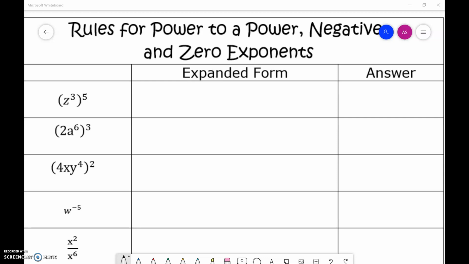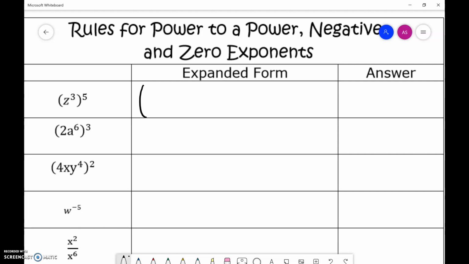Hey guys, so today we're going to look at 3 more rules, which will be power to a power, negative exponents, and zero exponents. So you see this first one, we have z to the third to the fifth. What this means is that we have this z to the third 5 times, okay?